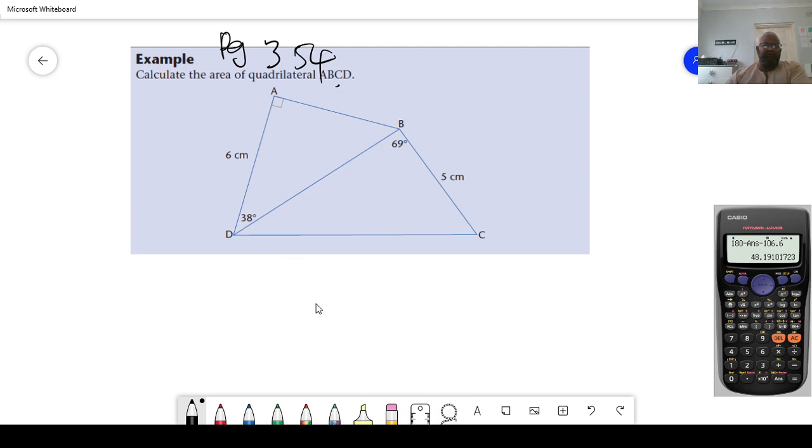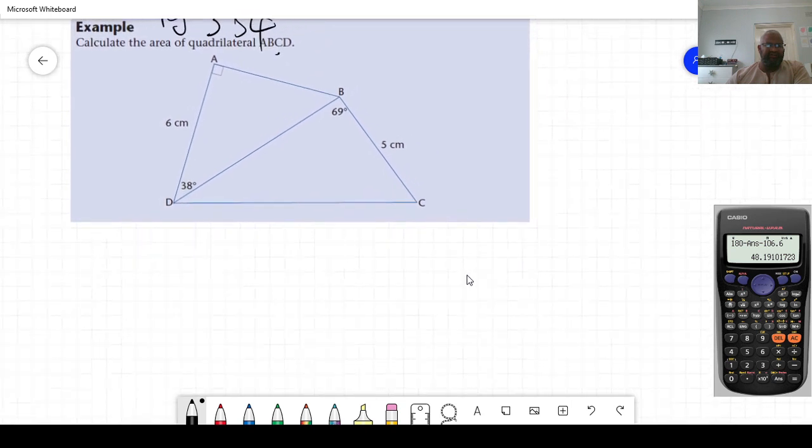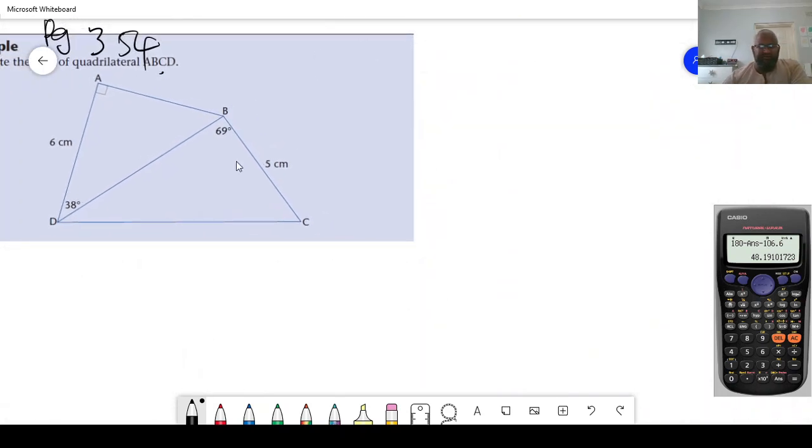Okay, so now we're looking at the example on page 354. The question says calculate the area of this quadrilateral ABCD. So you want to calculate the area of this quadrilateral. There's no formula where we can calculate this in one go. We have to break it up into basic shapes, here two triangles. So the total area is going to be the area of triangle ADB plus the area of triangle BDC.